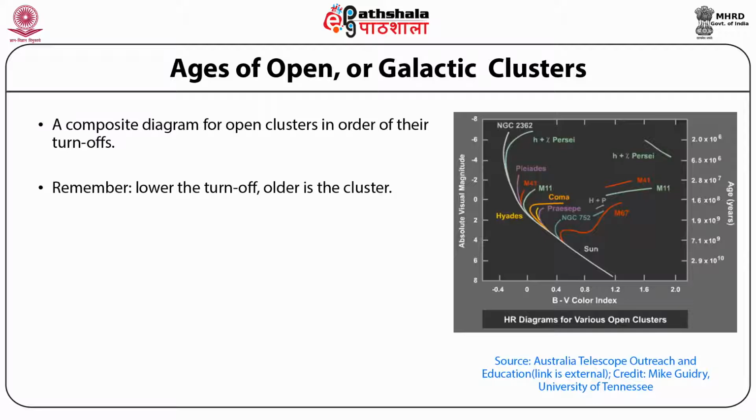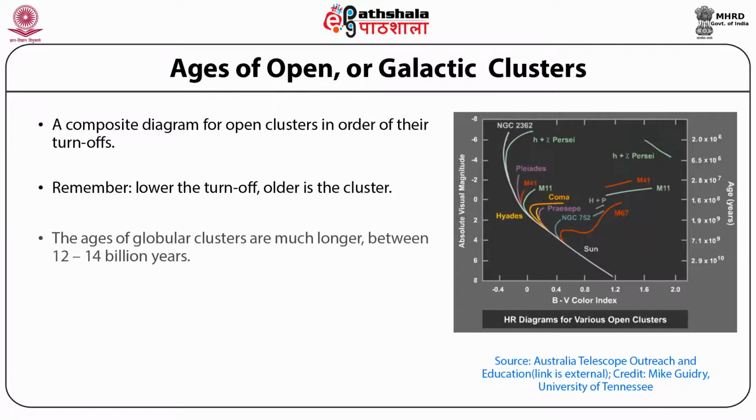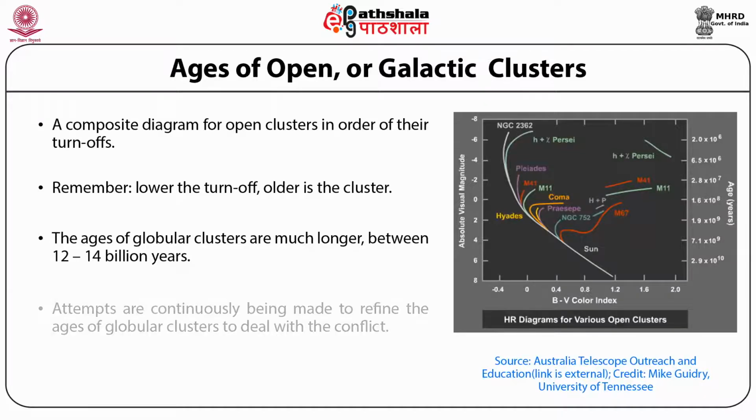The ages of open clusters range between a few million to a few billion years. The ages of globular clusters are much longer, between 12 to 14 billion years. The age of the oldest globular cluster conflicts with the age of the universe. So, attempts are continuously being made to define the ages of globular clusters to deal with the conflict.